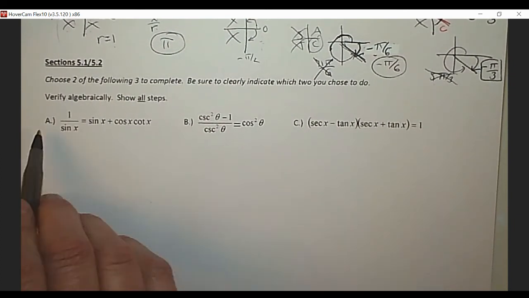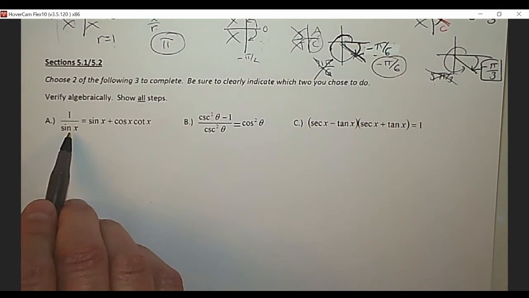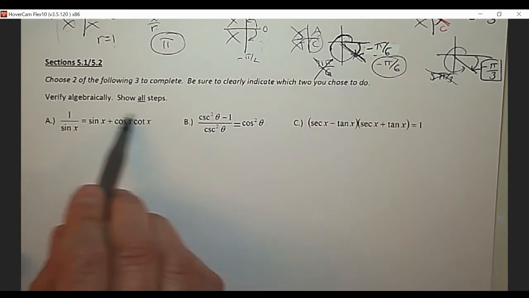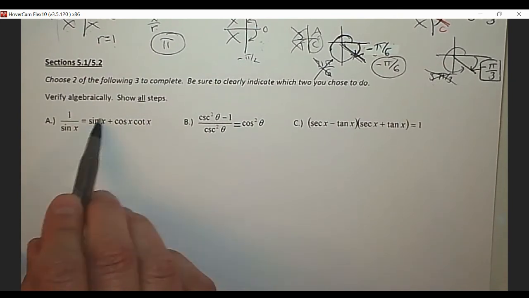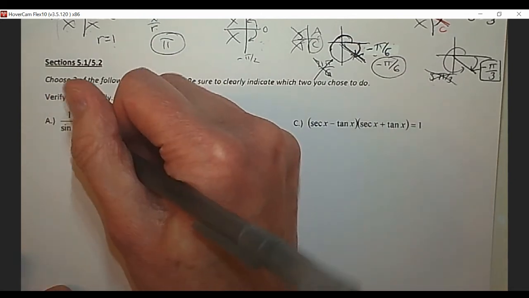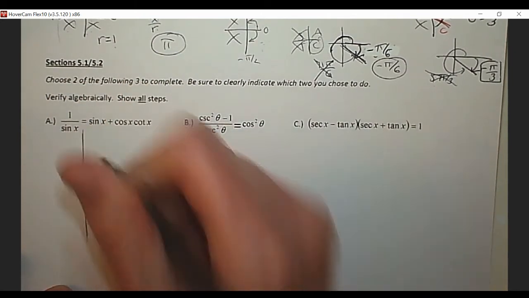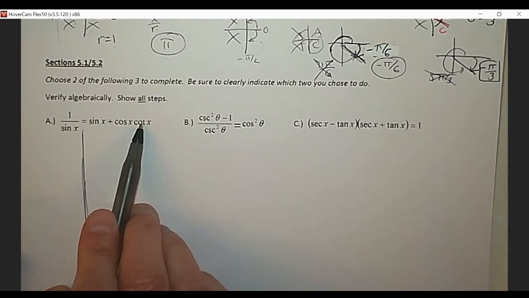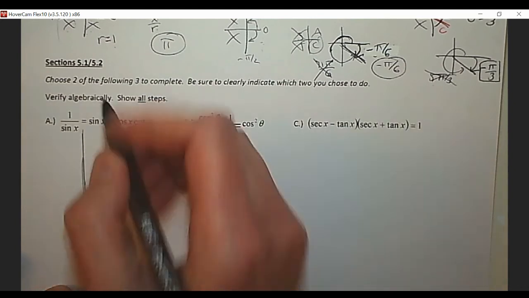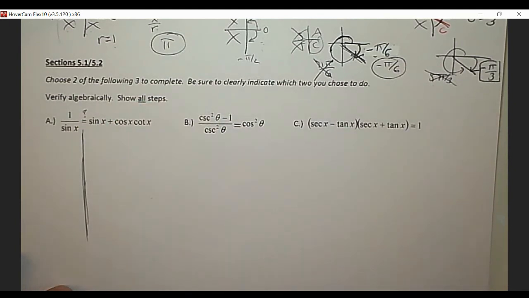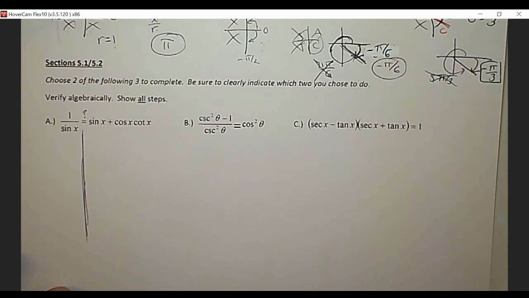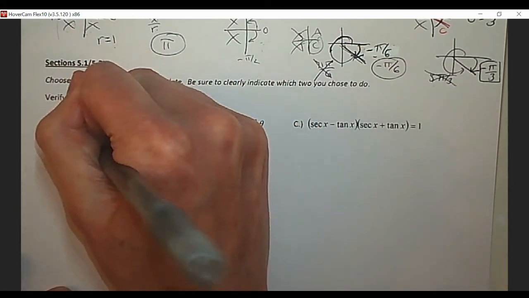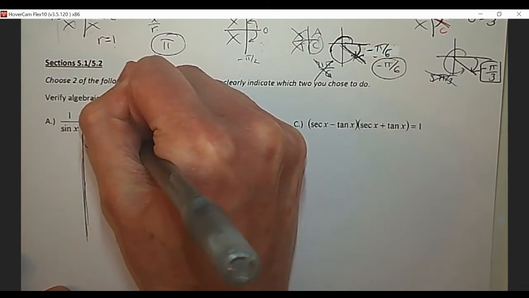All right, so if you choose A, we want to start with the more complicated side. I think that's this side. And if you think of your list of strategies, there's nothing to factor here. There's nothing to FOIL. There's no fractions to add. There's no fractions to separate. I really can't think of anything. There's no squareds. I don't have Pythagorean identities. So let's change everybody to sines and cosines.